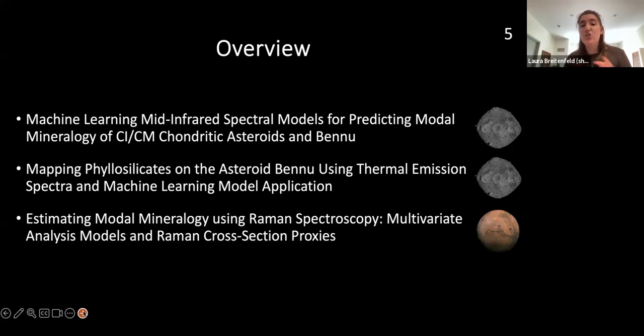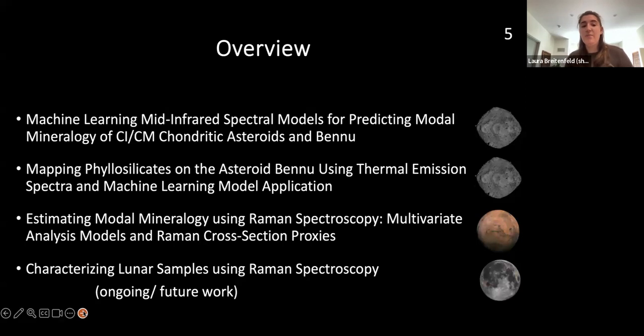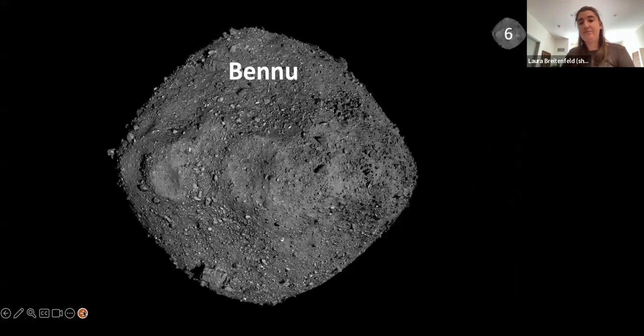Specifically, I'm going to go into two different methodologies here, including multivariate analysis models, as well as a methodology that we established called Raman cross-section proxies. And then lastly, I'm going to touch on some ongoing and future work, including the characterization of lunar samples using Raman spectroscopy.